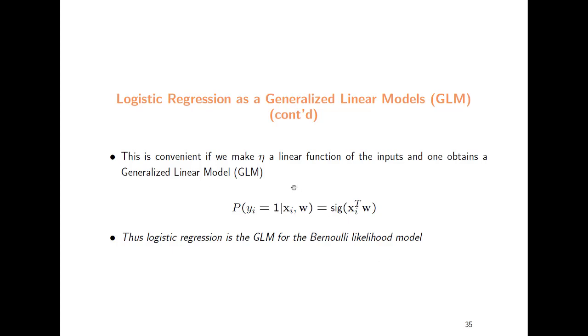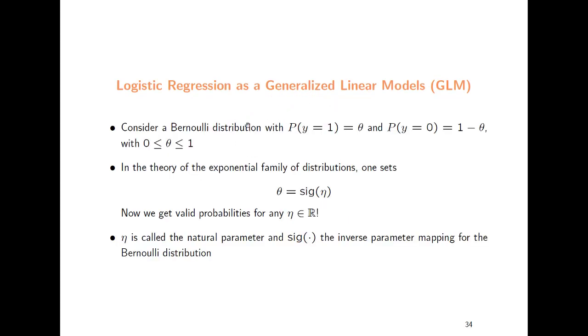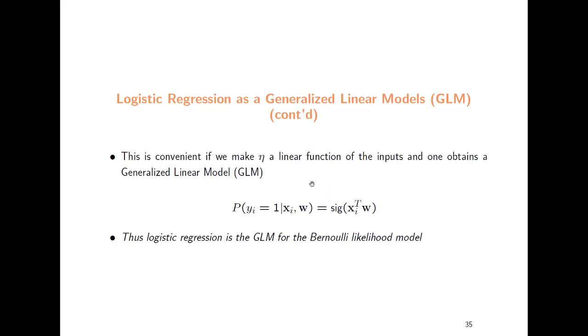And now we are saying this eta becomes a linear function of the inputs, and this is then what is called a generalized linear model. So we arrived at this conditional class probability by these arguments. We first say the output is a class probability, and we have this one important parameter theta, but theta has these awkward constraints between 0 and 1. Then in the first step we transform it so that for any eta we get a valid theta and valid probabilities, and in the next step we make this eta, the natural parameter, input dependent. So in this interpretation, logistic regression is the generalized linear model for the Bernoulli likelihood model.